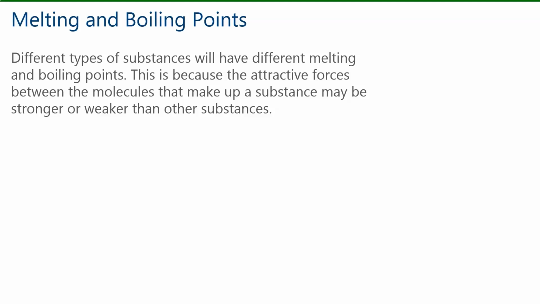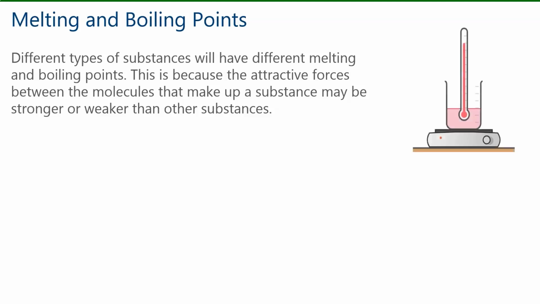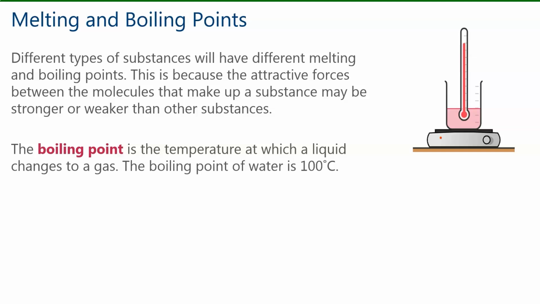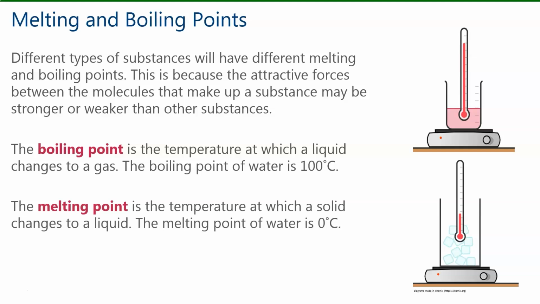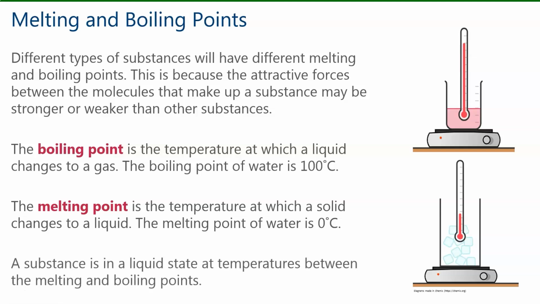Different types of substances will have different melting and boiling points. This is because the attractive forces between the molecules that make up a substance may be stronger or weaker than other substances. The boiling point is the temperature at which a liquid changes to a gas. The boiling point of water, for example, is 100 degrees Celsius. The melting point is the temperature at which a solid changes to a liquid. The melting point of water is 0 degrees Celsius. A substance is in a liquid state at temperatures between the melting and boiling points.